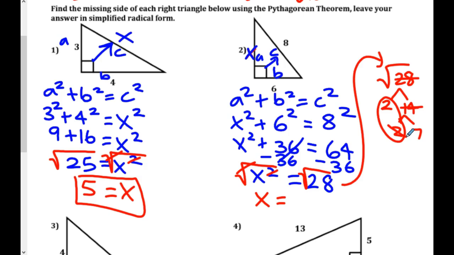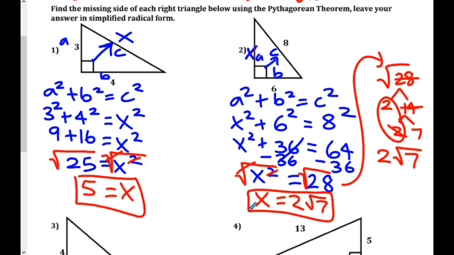What do I put on the outside? What do I put on the inside? So the circled pair or couple goes out to the left, okay? So it's going to be 2, and then the loner 7 stays in on the right, okay? Don't get those mixed up. So my final answer should be 2 square root of 7, not a decimal.